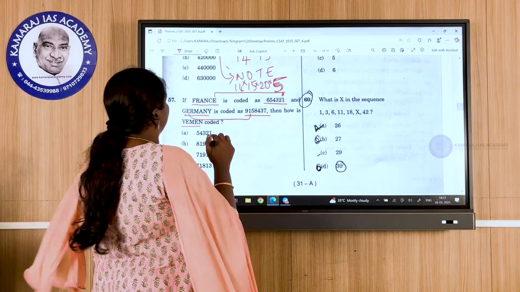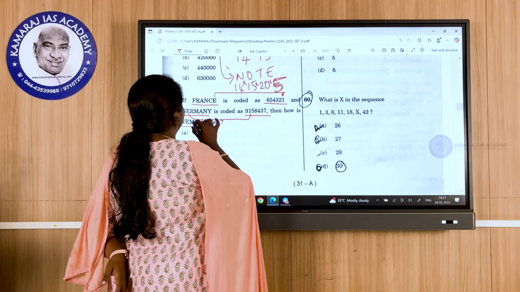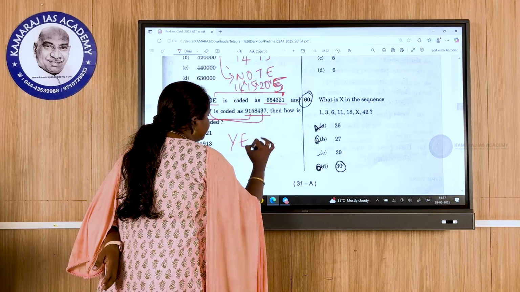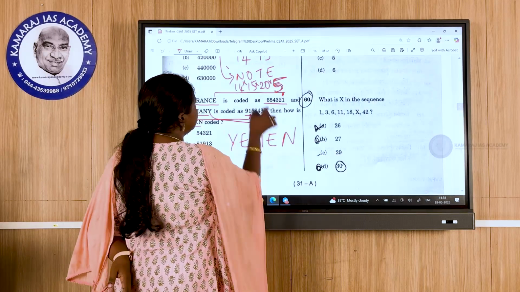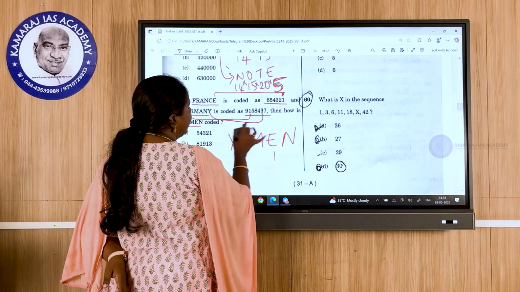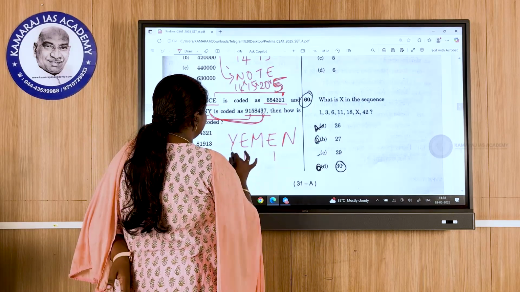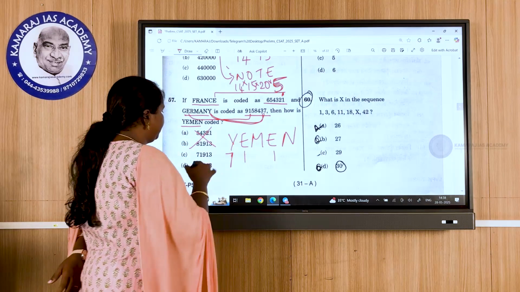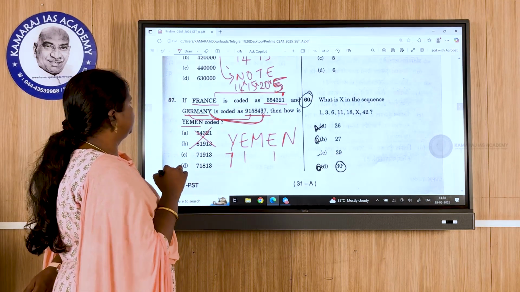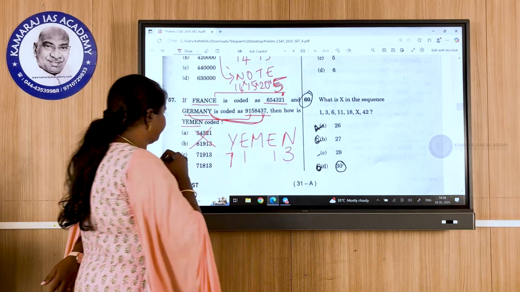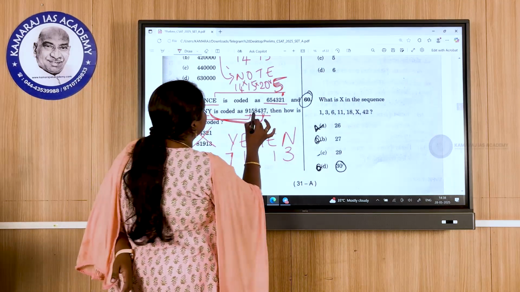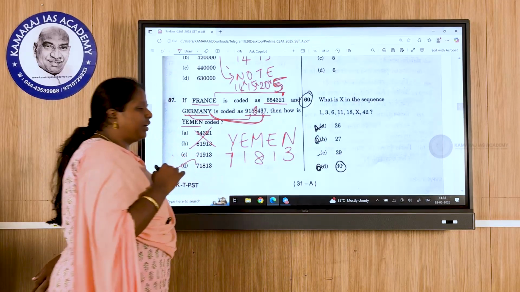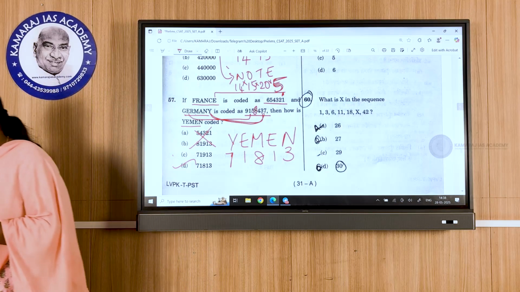Clear? Now, similarly, Y is written as 7. So directly you can substitute the numbers. So E it is 1. Then Y is given as 7. Right, I have two options here. Then what about N? N is coded as 3. So M, the fourth letter, is 8. Right? So 7, 1, 8, 1, 3. Clear? Option is D for Delhi.